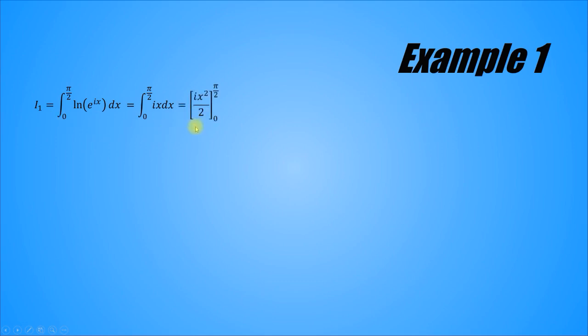Okay, that technical point aside, we'll use the power rule for integration to get ix squared over 2, evaluated between 0 and pi over 2, and if I evaluate that bracket, I get i pi squared over 8. Okay, on to I2. This one's going to take more work. And here's where the power series comes in.